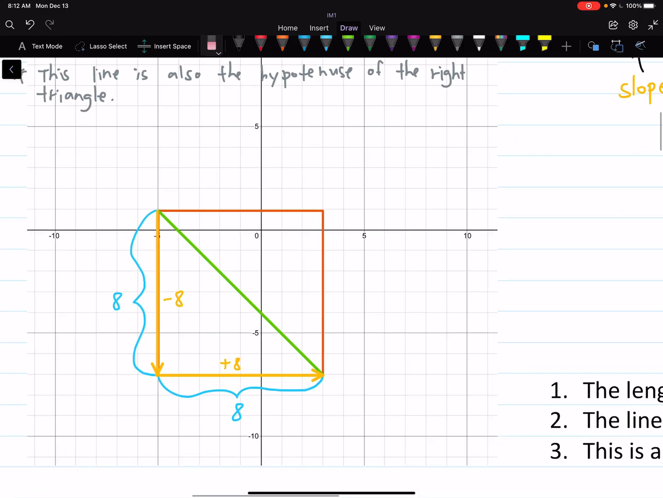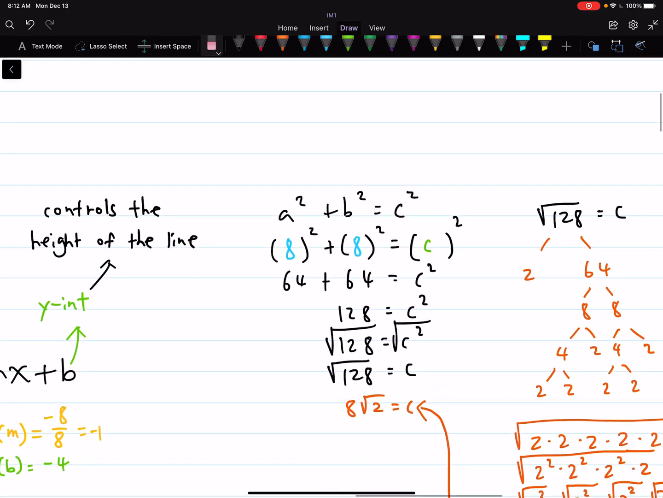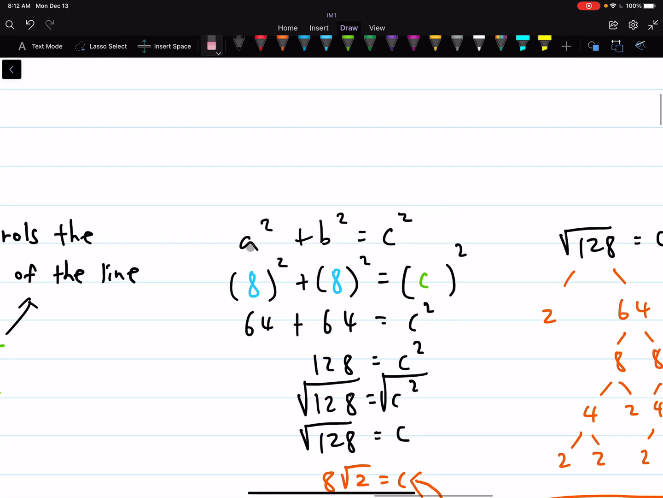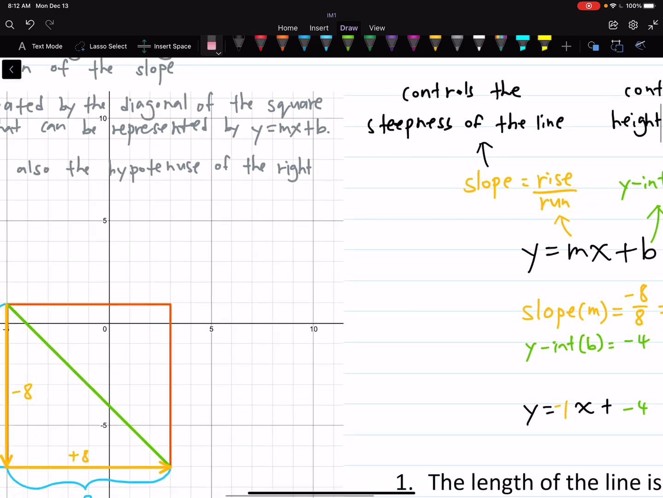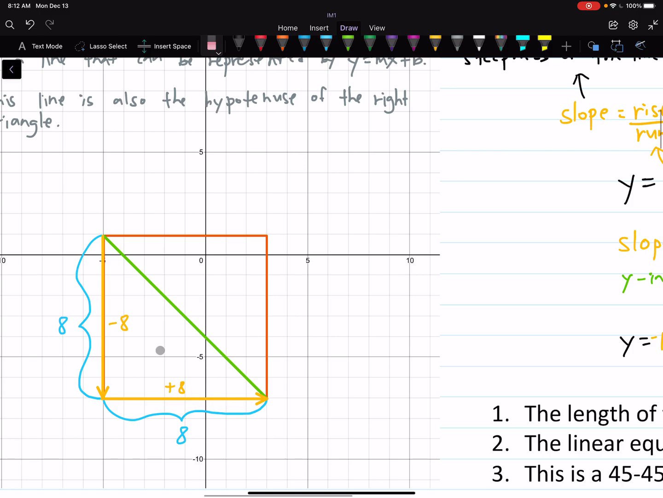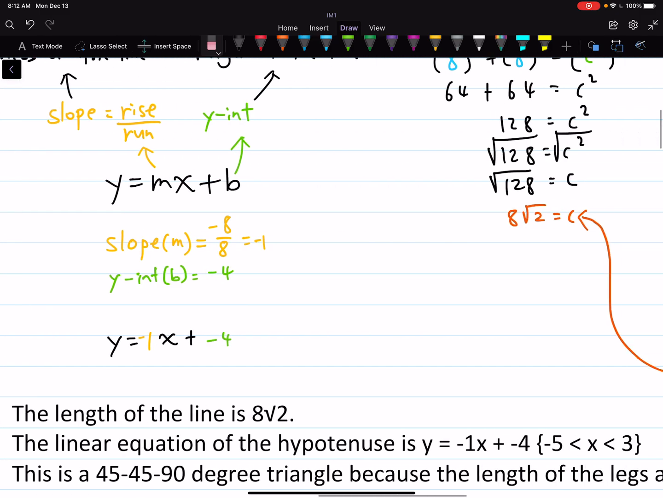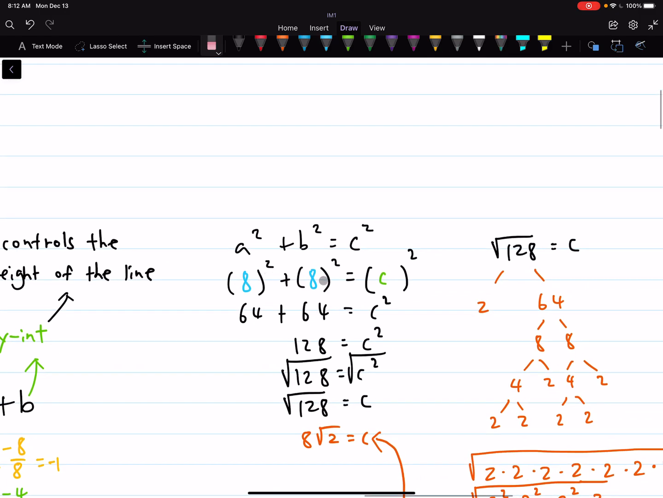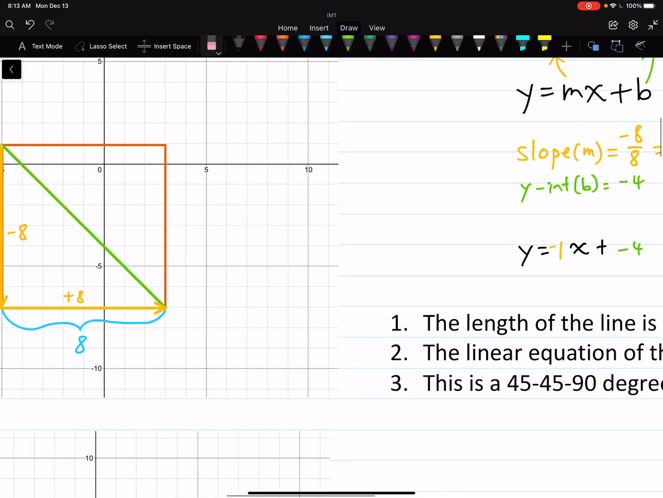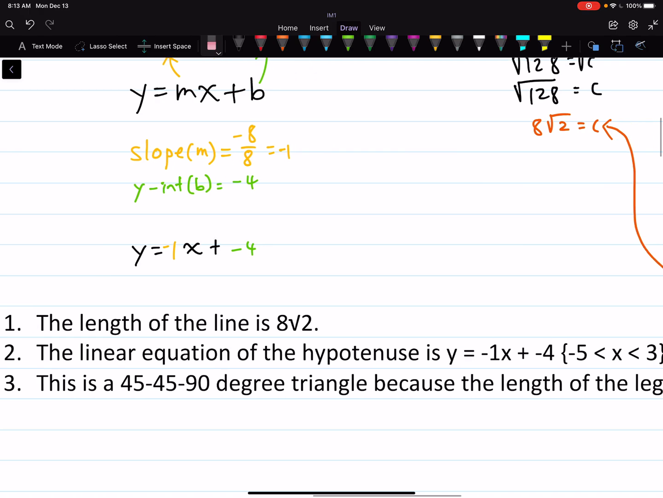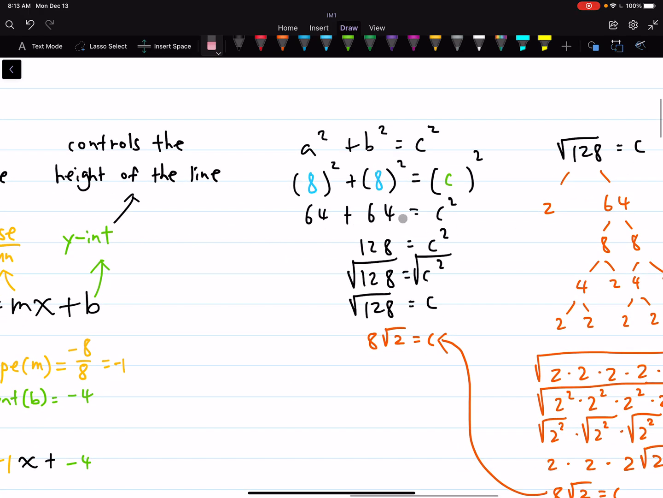So the length of the right triangle is also this green line and can be found by the Pythagorean theorem, which is a squared plus b squared equals c squared, which is represented here. The reason why I got the 8 and the 8 here is because that's the length of the legs. 8 squared is 64, 8 squared is 64, is equal to c squared because c is the hypotenuse, the green line here. And 64 plus 64 is 128.